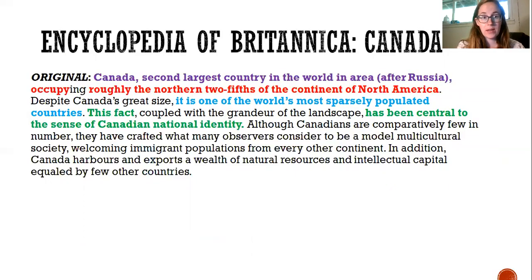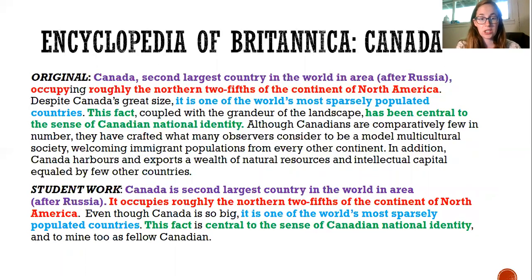And here, again in green, this fact, central to the sense of Canadian national identity, we've used the exact same words. And now he did add on his own idea at the end. It's part of my identity too as a fellow Canadian, which is a good ending, but he has plagiarized, he has stolen the words from the original article. So is this plagiarized? The answer is yes, it is, a resounding yes.